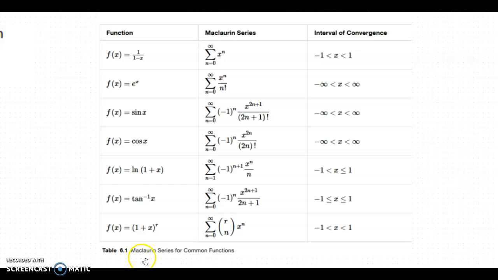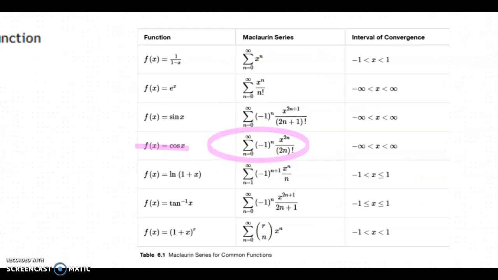It's table 6.1. And so the function that we're looking at is f of x is equal to the cosine of 5x. That's the one that I have. So I see here that there's a function cosine of x, and we have the Maclaurin series right here. So we can take these formulas and we can use them to find additional formulas for power series. So I'm going to write this over under my problem.